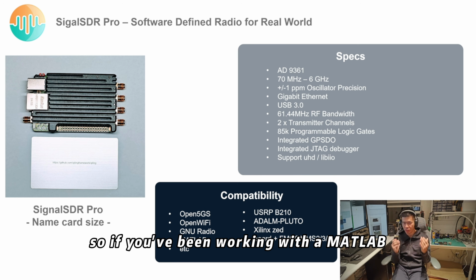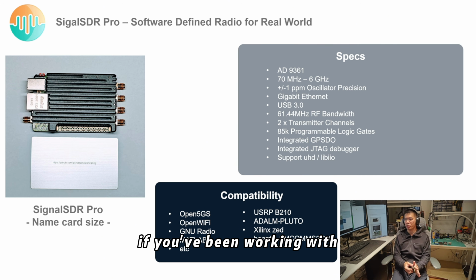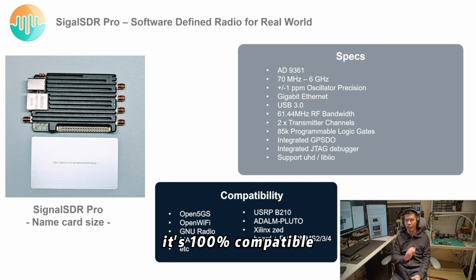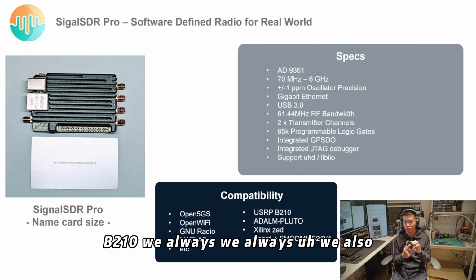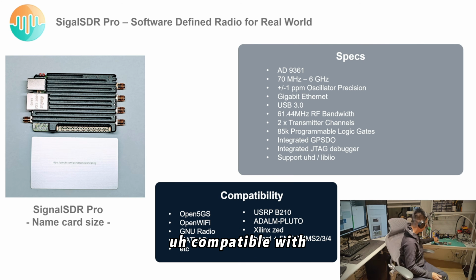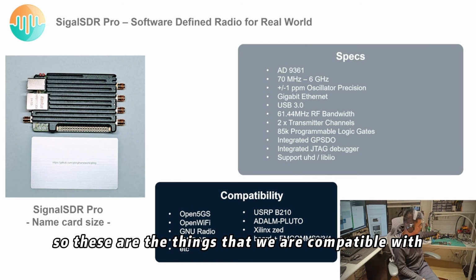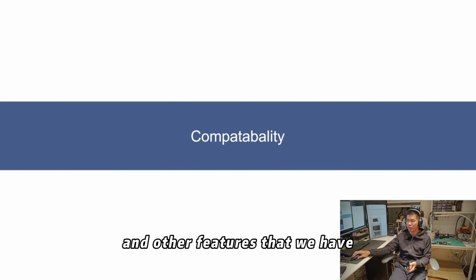So if you've been working with MATLAB, if you're working with GNU Radio, if you've been working with things like Open5GS, yes, everything, it's 100% compatible. We are also compatible with USRP B210. We are also compatible with Pluto SDR. So these are the things that we are compatible with. And let me share with you in detail the other features that we have.